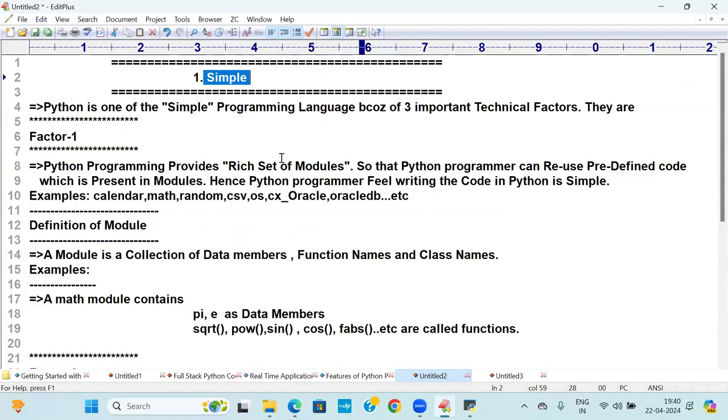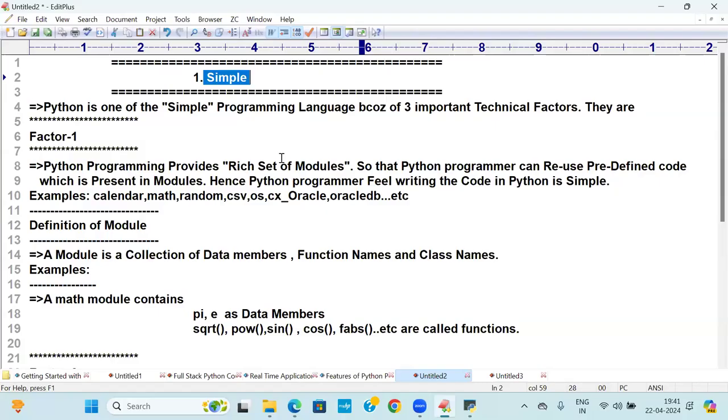Show me some example where you can do the coding easily. I want to generate a calendar of April of 2024. Import calendar as C, print of C dot month of 2024 comma 4, so that I can get the calendar module easily. I want to calculate factorial of a number: import math as m, print m dot factorial of 4, so that I'll get the answer 24.